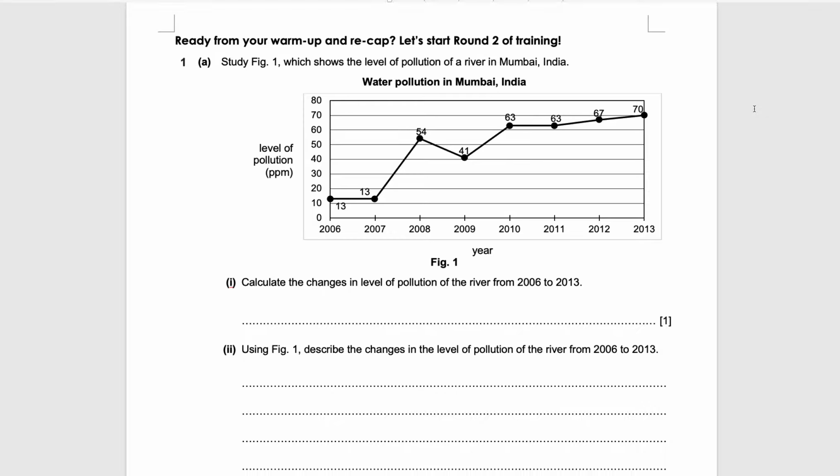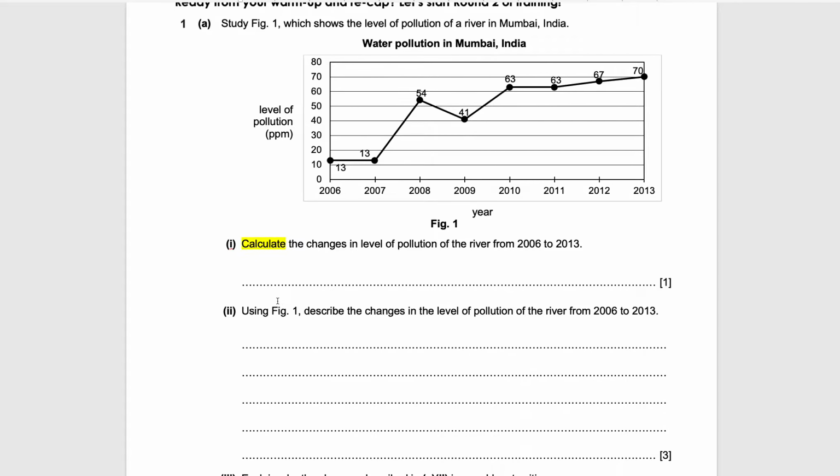Page 4, question 1. You're asked to calculate the changes. What does calculate mean? Calculate means you must give me the working. So I need to calculate the changes in the level of pollution of the river from 2006 to 2013. 2006 is 13 ppm, 2013 is 70 ppm. So I need to show the working. 70 ppm minus 13 ppm equals how much change? Put it down over here.